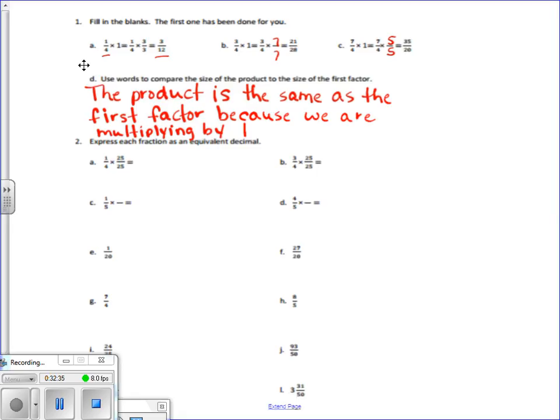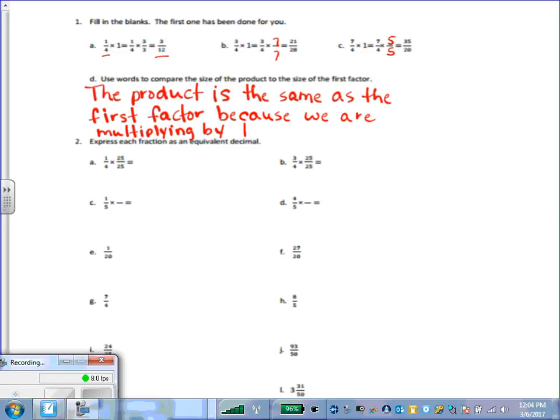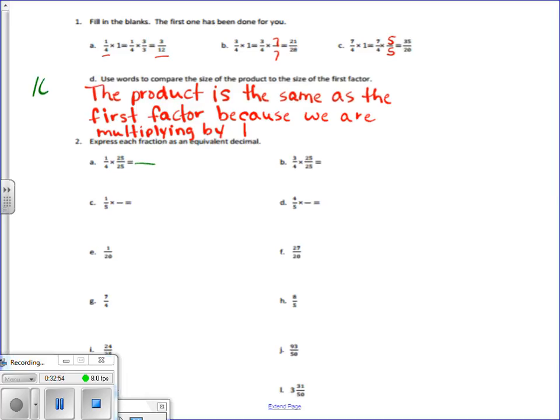The product is the same as the first factor because we are multiplying by 1. So A and B are already halfway done for you. So you've got 1/4, and they're trying to get to that power of 10, which should be 10, 100, or 1,000. You can continue on, but that's probably as big as we're going to get.